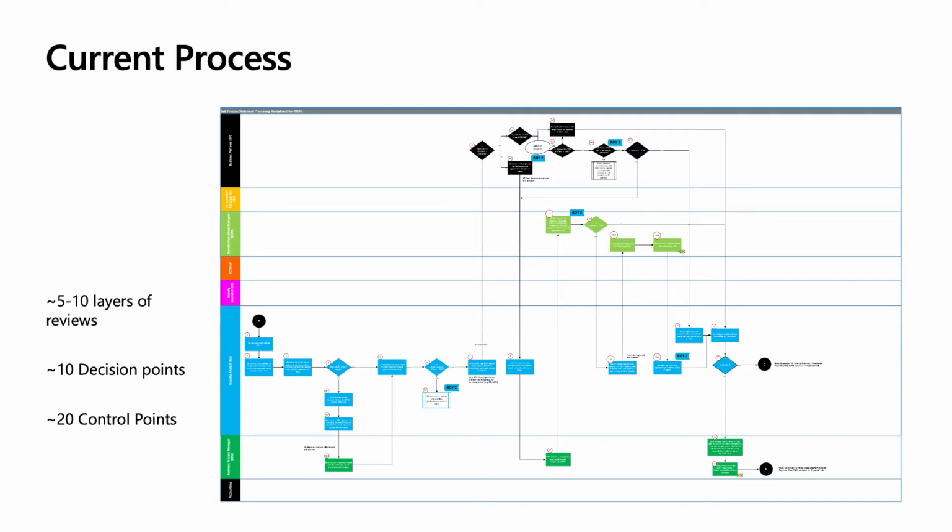If you look at the current process, what you see here on the screen is the real workflow of how we used to process, review, and approve the statements. Anywhere between 5 to 10 layers of reviews were performed on these statements, primarily because every mistake created a new control. There were about 10 different decision points and about 20 control points along the way of reviewing and approving the statement, and every mistake created a new checkpoint. You can imagine that over the last 15, 20 years, the review function got more and more complex.